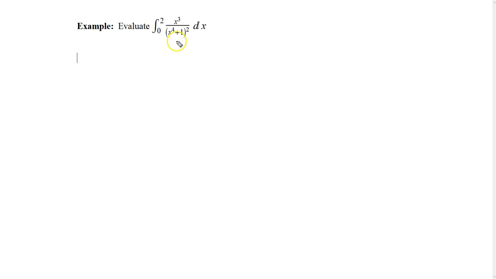Now for this problem, we see that we actually have a definite integral to evaluate, and we're going to do this with substitution as well. Now if we look at this, we see that we have an x cubed in the numerator dx, and then in the denominator we have x to the 4th plus 1 squared. Well, notice the derivative of x to the 4th is a multiple of x cubed. So that tells us that we can use a substitution where we let u equal x to the 4th plus 1.